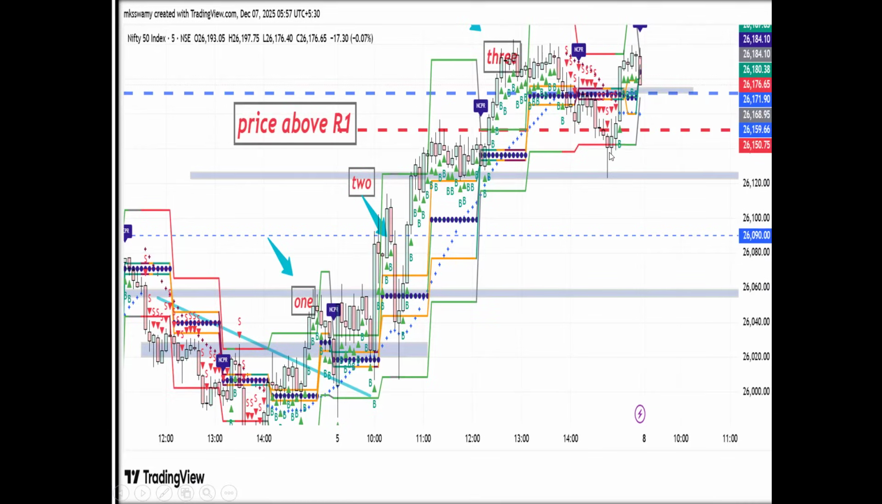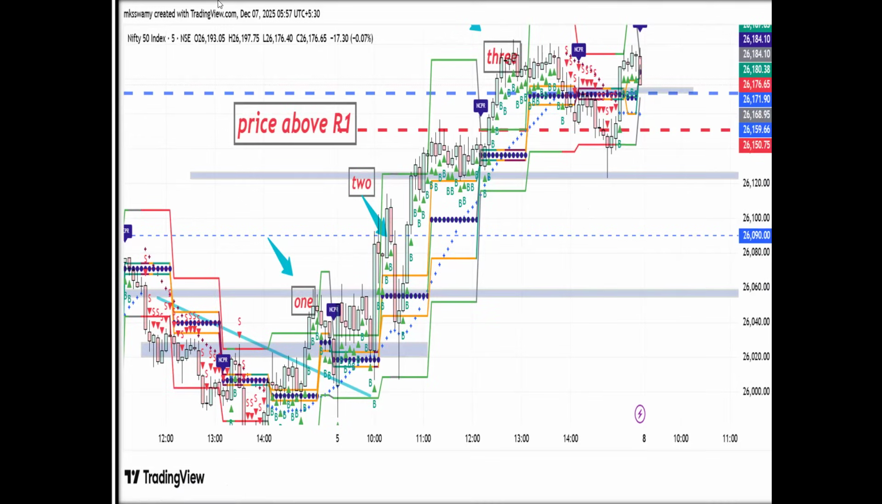You can see the price coming below the S1. After the touch above the R1, it has moved below this. This is trend exhaustion and it is making a double top. That was on Friday, yesterday. I am on the 5-minute chart, and you need to understand when the price is exhausting.